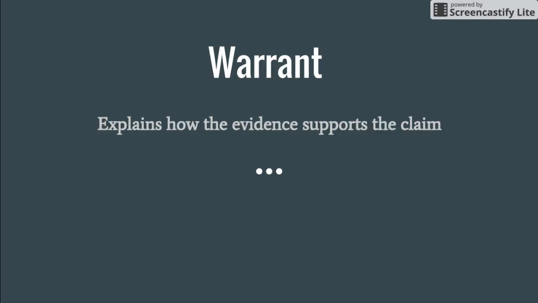Okay, the next step that's often forgotten about, a lot of people just give the evidence, but they don't explain it. A warrant explains how the evidence supports the claim. This is really important, because if you just say 100% or 92% or 50%, your audience, that might not mean a lot. You have to explain how that supports your actual claim. So find the warrant on your paper.